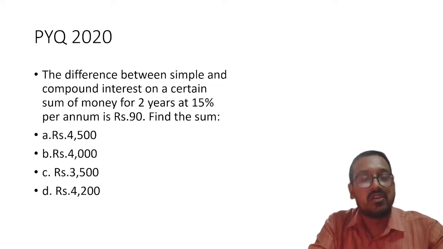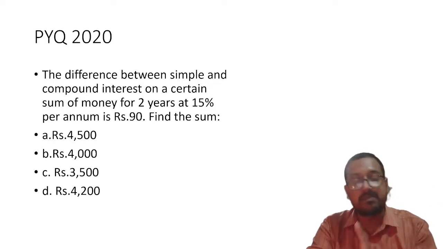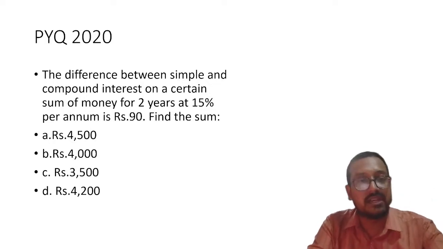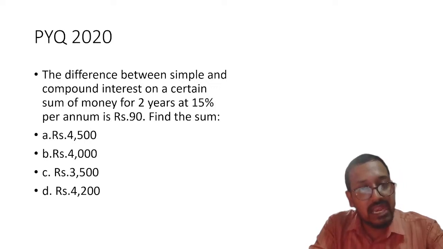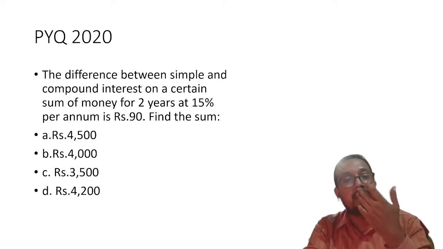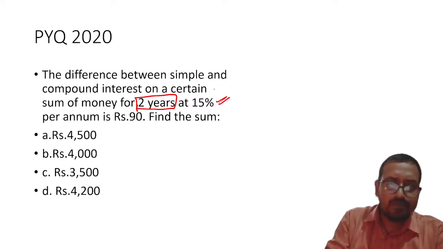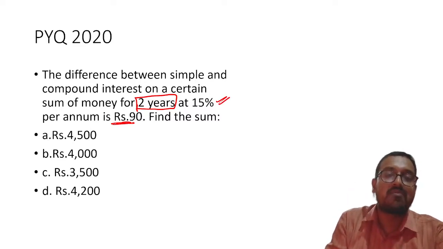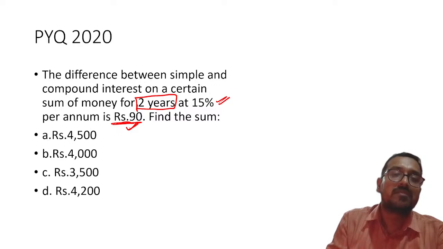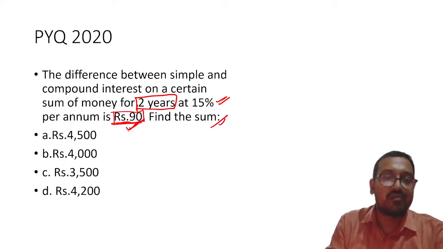Now the second question which we are going to take: the difference between simple and compound interest on a certain sum of money for 2 years at 15% per annum is rupees 90. Understood? So the difference between simple interest and compound interest on a certain sum for 2 years, please remember, whenever they give it to you for 2 years. The rate charged was 15% per annum, and the difference after the second year was 90 rupees. So what is the sum you have to tell?